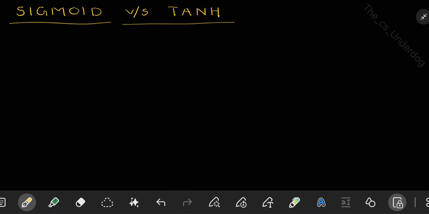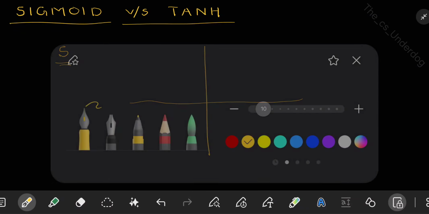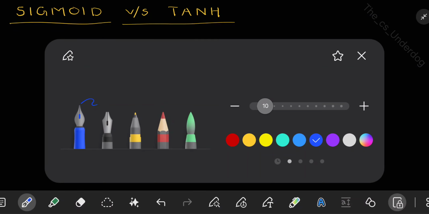First thing is, both of these have an S shape, that is sigmoid shape. This shape is called sigmoid. Both the sigmoid function as well as the tanh function have a sigmoid shape. Let us just draw the graph. We already did this in the last few lectures, but let us draw this again and understand.